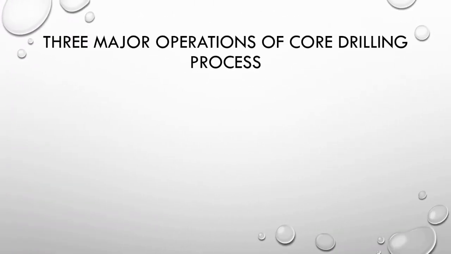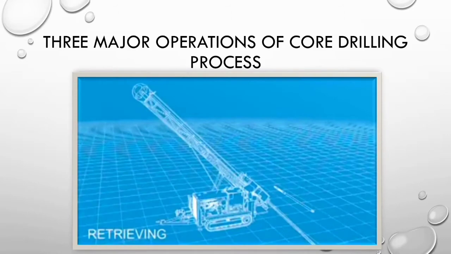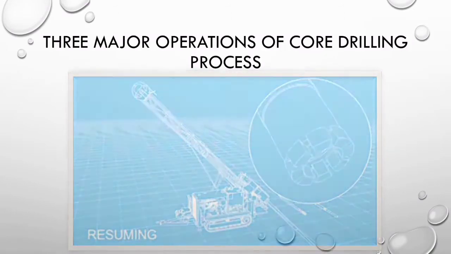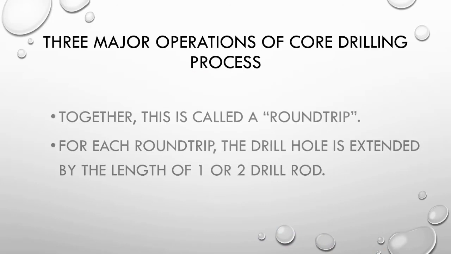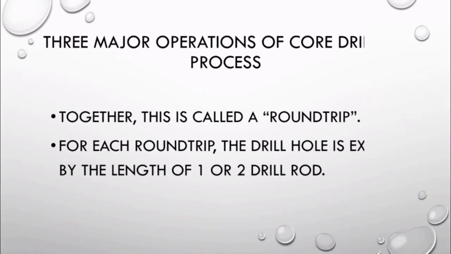Also, this is the method commonly used to drill through the hard rock formation. The core drilling process includes three major operations: the actual drilling, the retrieving of the core sample, and the resuming of the drilling. Together, this is called a round trip. For each round trip, the drill hole is extended by the length of one or two drill rods.